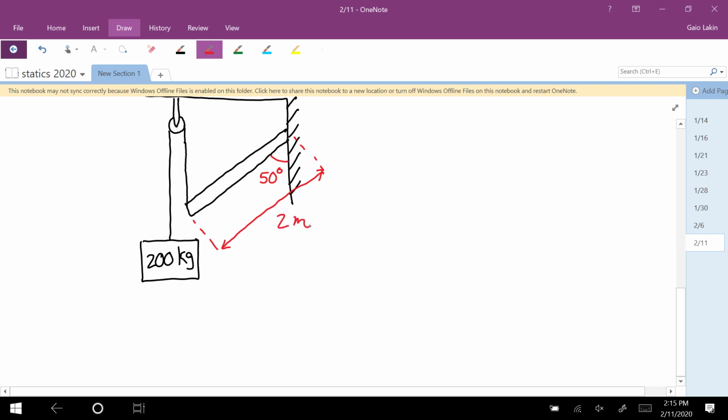And something we're going to do a lot of times, and we're going to do here, is assume that the beam is thin enough that we don't have to worry about the thickness or the width of it in this calculation. So we'll just assume that it makes a line and that the cable is connected to the end of the line. And let's say that the mass of the beam is 100 kilograms. And we want to know the reaction loads at the wall.